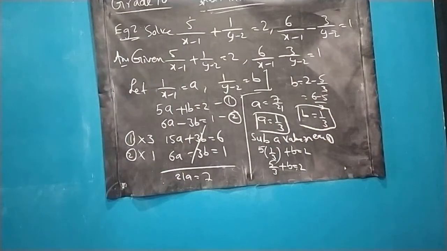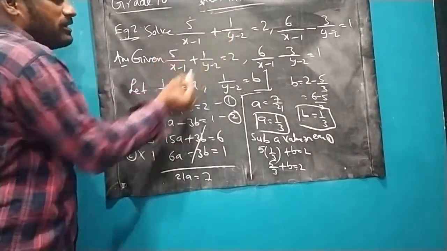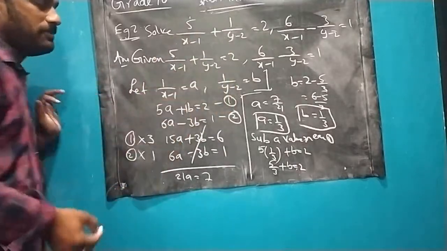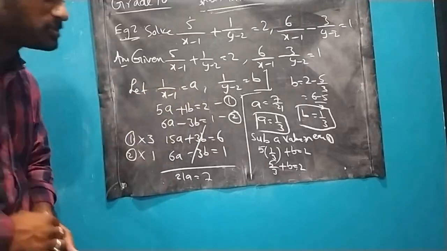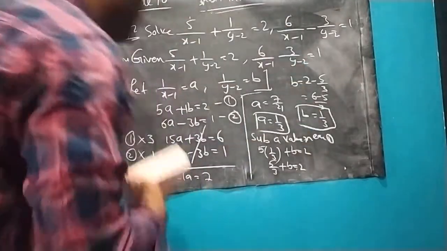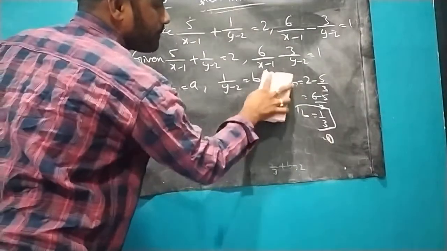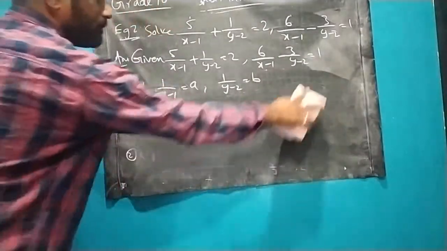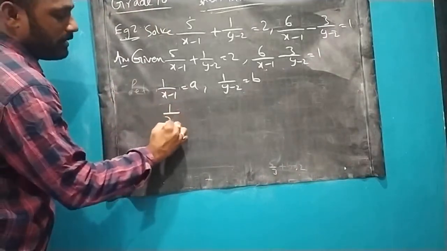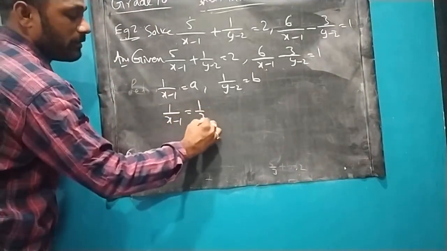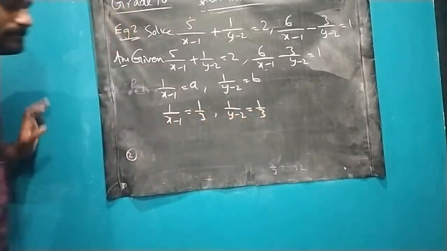So after getting the a and b values, it is not the final solution. We have to find x and y. Already we have assumed something as a and b. Here in this question, 1 by x minus 1 as a and 1 by y minus 2 as b. Now let me replace the a and b values here. 1 by x minus 1 is equals to 1 by 3. 1 by y minus 2 also I got as 1 by 3.